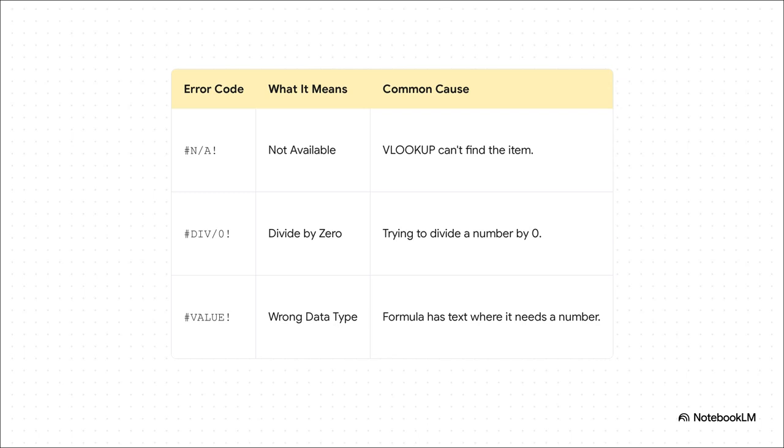So let's decode this stuff really fast. That #N/A error, it just means not available. Your VLOOKUP searched for something and came up empty. Simple as that. #DIV/0, that means you asked it to divide by 0, which is impossible. And #VALUE usually means you tried to do math with a word instead of a number. See, they're not angry error messages. They're just helpful little notes from Excel.